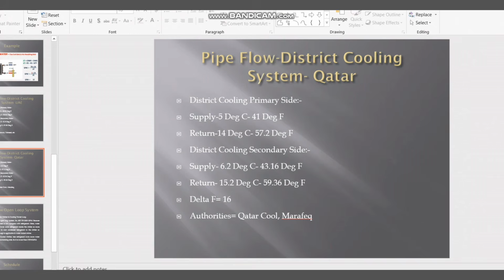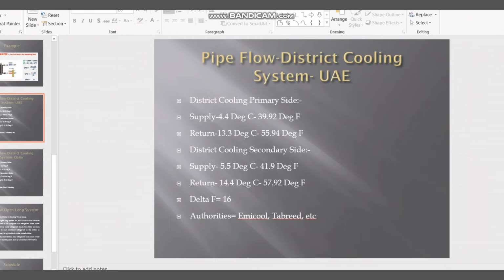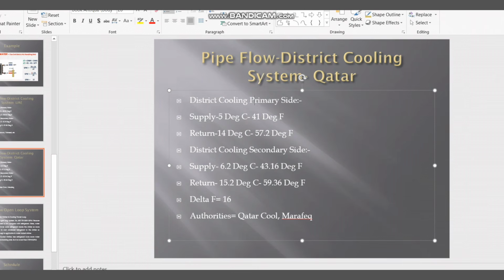So if you go to different countries, for example Qatar, they have some authorities like Qatar Cool and Marafa. Marafa is located in a particular location of Qatar, and Qatar Cool is located in different locations. Similarly if you go to UAE, you can see Emicool, Tabreed, etc. Different authorities are there. For example, in Qatar, the district cooling primary side.